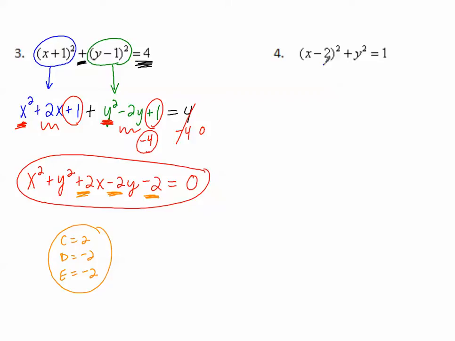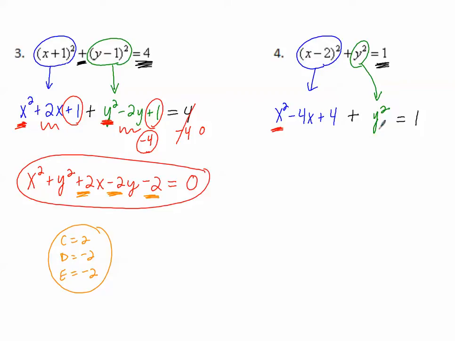Next, this guy gets expanded. X squared, double the 2, get 4x. Square the 2, get plus 4. Don't forget the plus in between the x's and the y's. This is not a binomial, so we just bring it down. Nothing to worry about there. And we write the rest of the equation. Equals 1. Now we can rearrange.